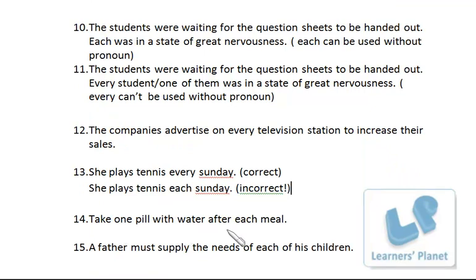Take one pill with water after each meal. There is a limited number of meals, morning, evening, right? Two or three meals are there. So take one pill with water after each meal. A father must supply the needs of each of his children. The number of children is limited, can be counted, right? So each of his children.